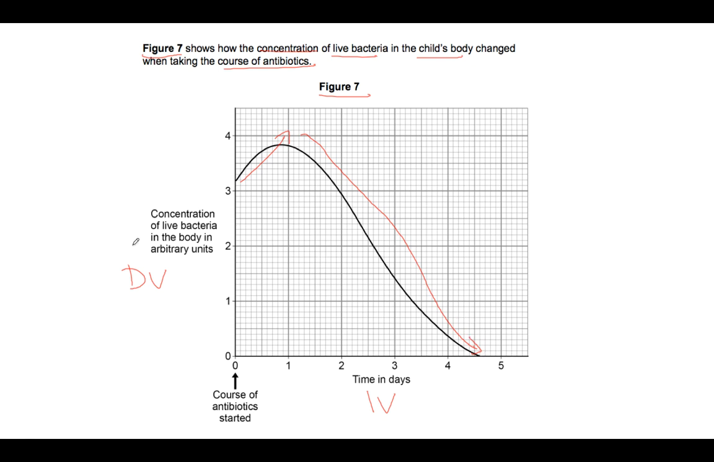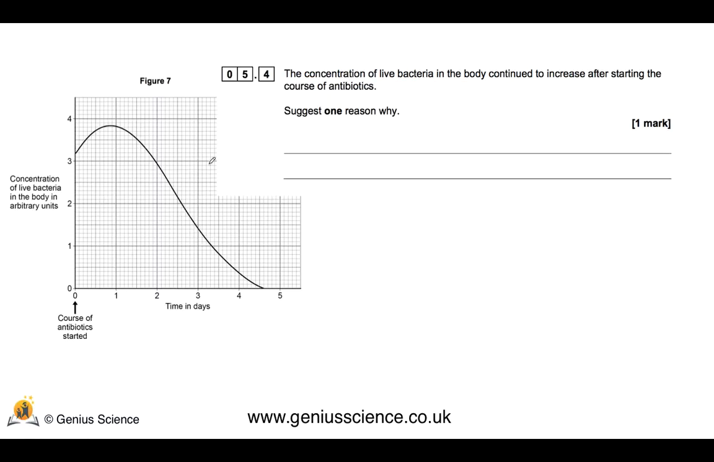So again, just to re-emphasize, whenever you see a graph, always in your head, just go through and see if you can describe the trend and pattern. It will help you with the later questions. Question 5.4 then. The concentration of live bacteria in the body continued to increase after starting the course of antibiotics. So in the previous segment where I described figure 7, it's here.